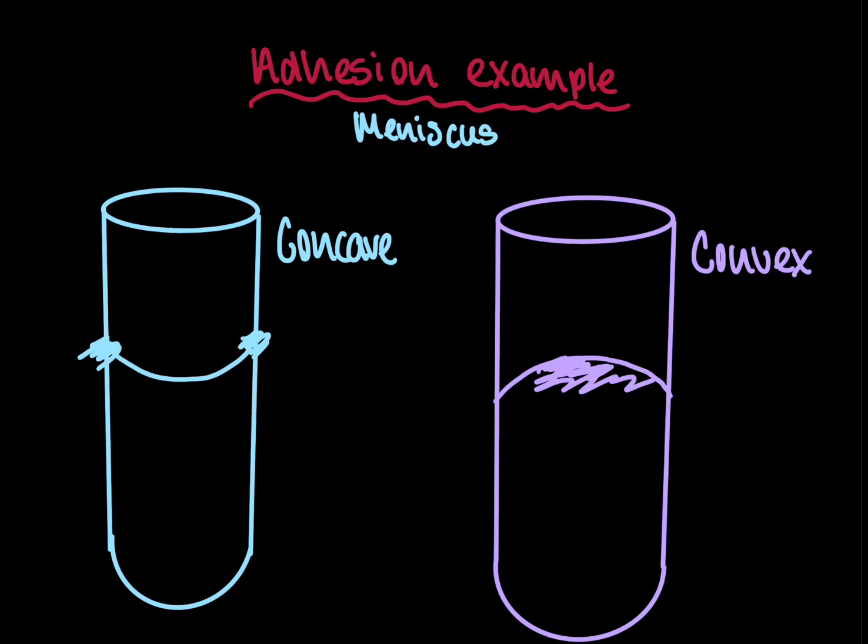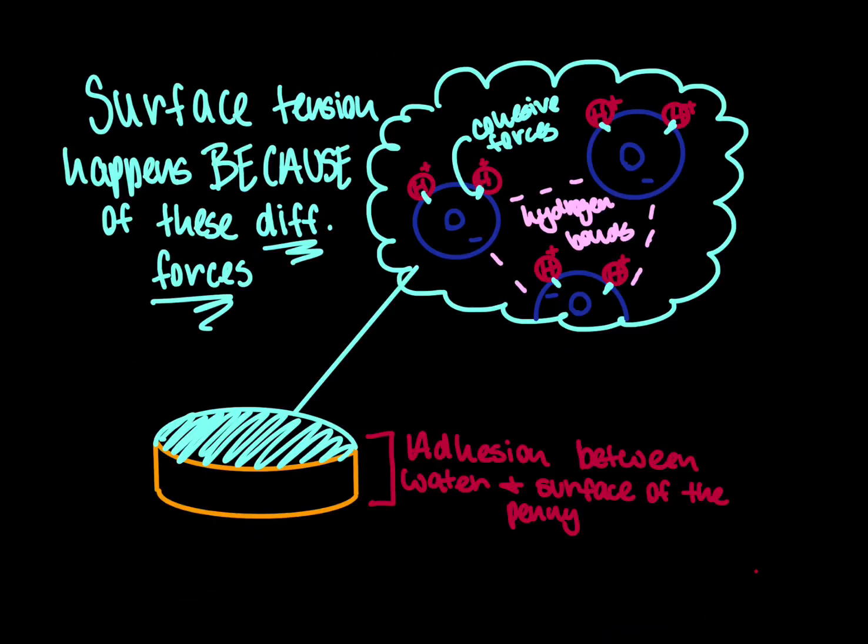A convex meniscus is formed when the force of water cohesion to itself is greater than the force of adhesion to the sides of the test tube. So in other words, it is when the water is more attracted to itself than it is to the sides of the test tube, creating a convex meniscus.